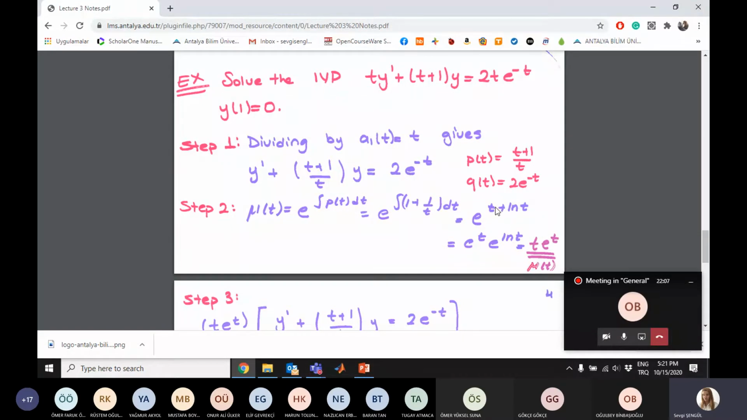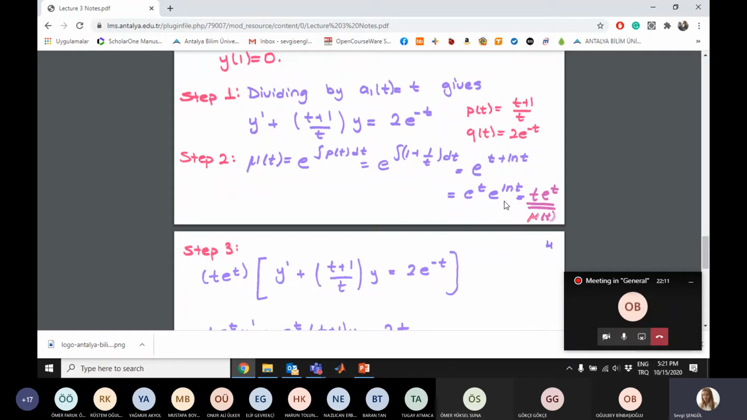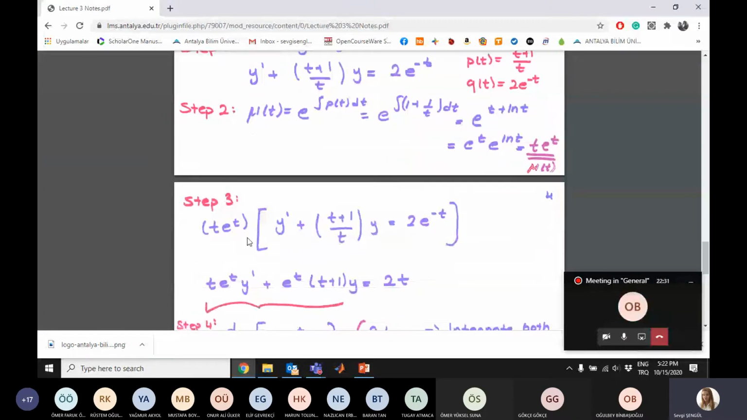Since this is a summation as a power, you can write it as a multiplication of two exponential functions, e to the t, e to the ln t. e and ln t simplify each other. You have t times e to the t as an integrating factor. And in the next step, we are multiplying our standard form with that integrating factor. As you can see, this is my integrating factor.